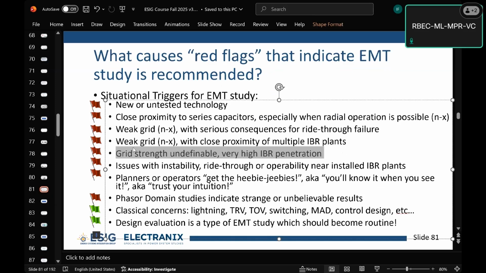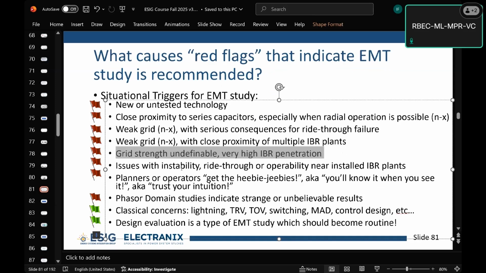And so when you look at island systems or places with very high penetration, think of ElectraNet in South Australia, Hawaii, Yukon, Alaska, other small areas where it's very, very high penetration, there's no other way to study that except with EMT. I mean, you can study it, but there's a chance you'll miss things.